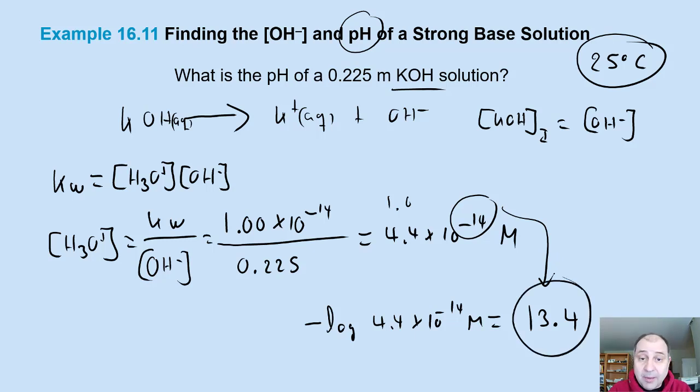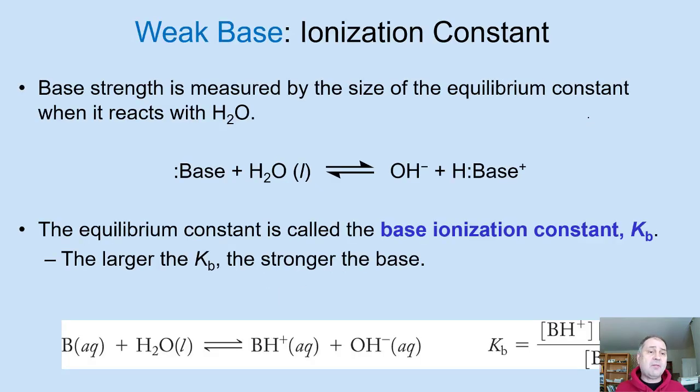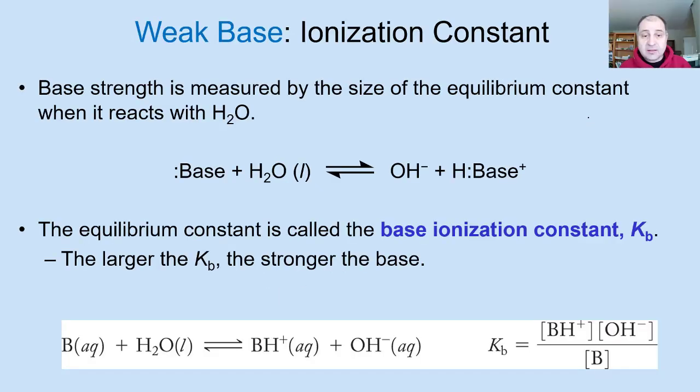Well, it's a strong base. Everything dissociates, and so there's that, right? Here's the calculation for you, step by step, all worked out. The dissociation shown here very nicely. And so the question becomes, what do we do when we have a weak base? It's actually very similar to acids. Just instead of the Ka, we use a Kb, right?